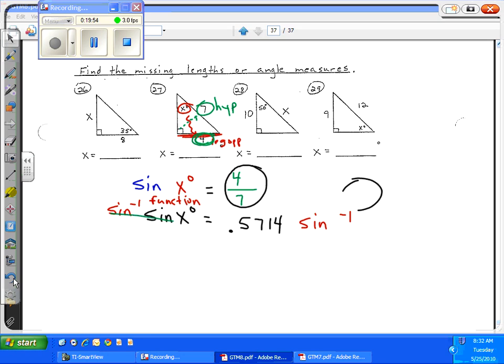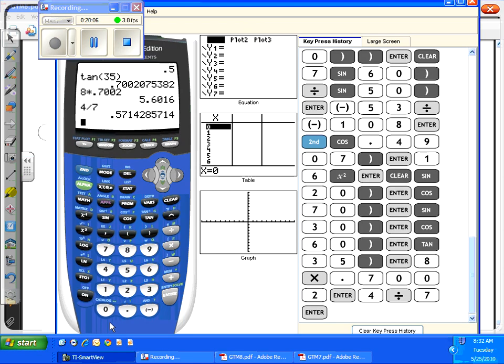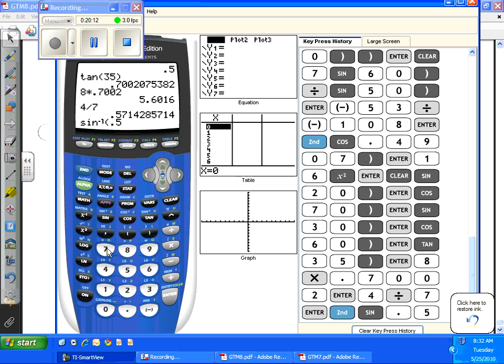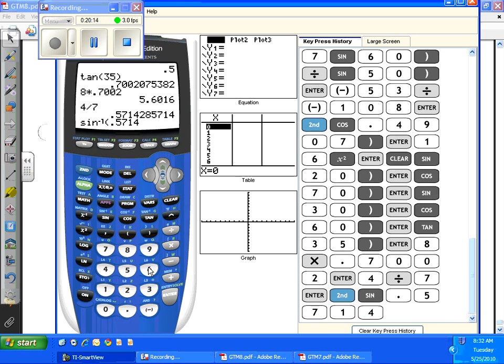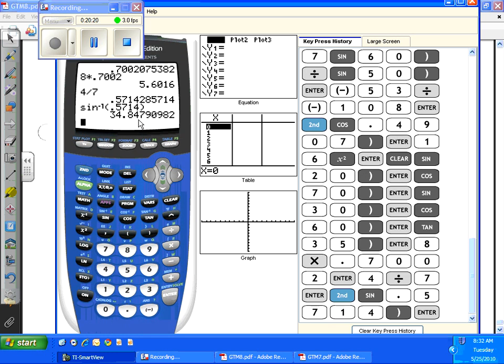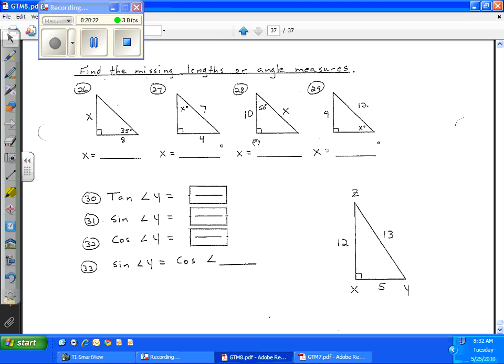So inverse sine cancels sine, just like division would undo multiplication or addition would undo subtraction. So we're going to do inverse sine 0.5714. Second sine for inverse sine, 0.5714. 34.85 rounded to 2 decimal places. 34.85.